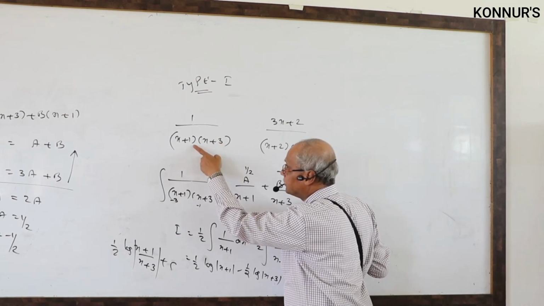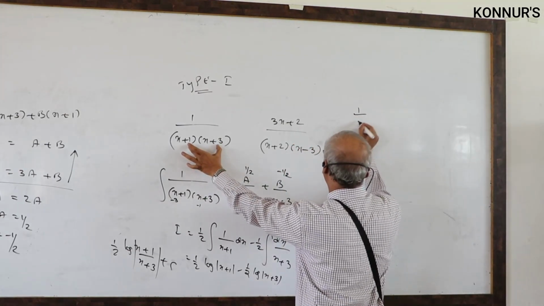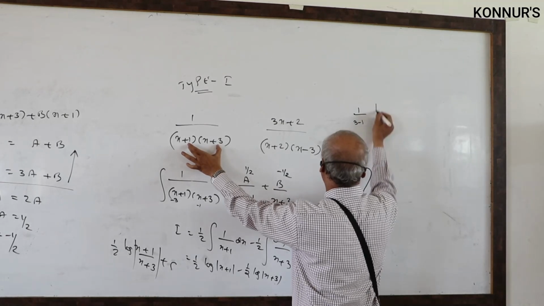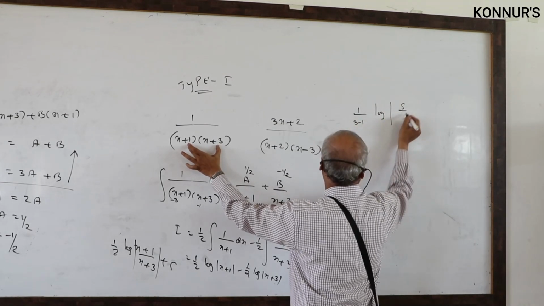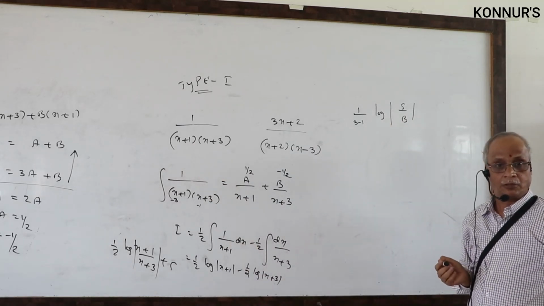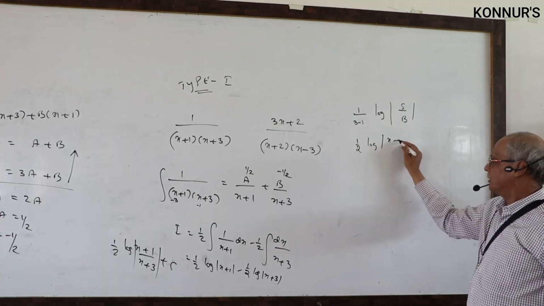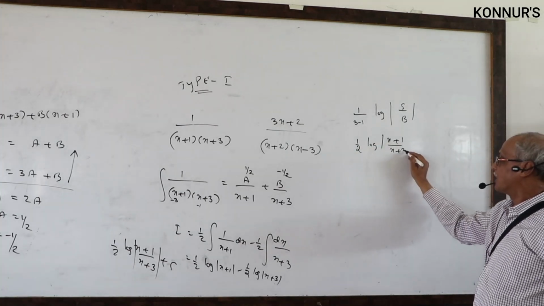What is the difference of these two numbers? 3 minus 1. Log of small by big. Okay? 1 by 2. What is the smallest factor? I said it is x plus 1. Therefore, the answer is finished.